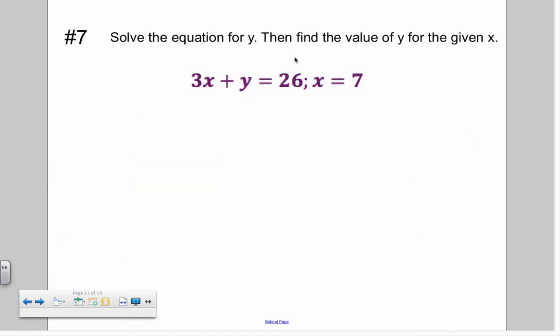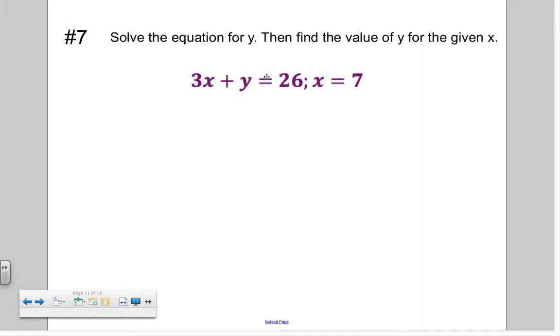Okay, the next problem I'm going to do for you is number 7. Number 9 is also worked out in the back of the book, so hopefully between those two they can give you a pretty good idea about this section. Let's start. It says solve the equation for y, then find the value of y for the given x. So we need to take a look at our equation, figure out where y is, and then figure out what is happening to y. In this equation, 3x plus y equals 26.